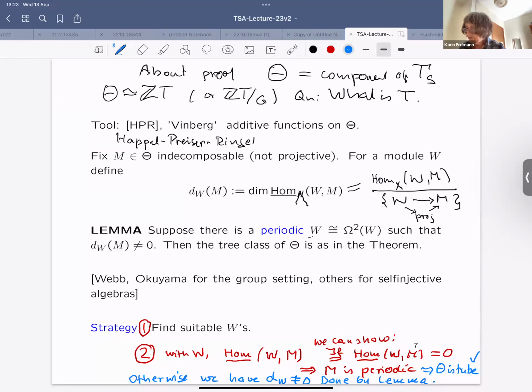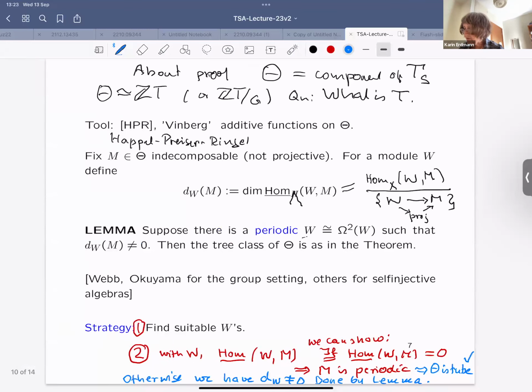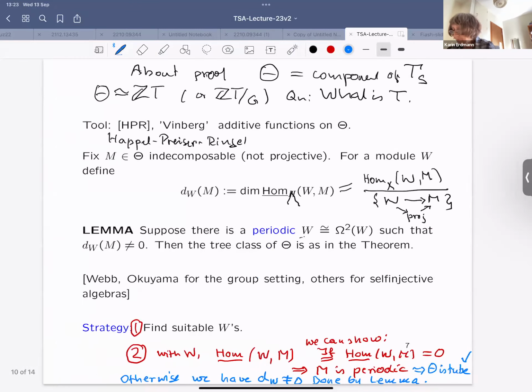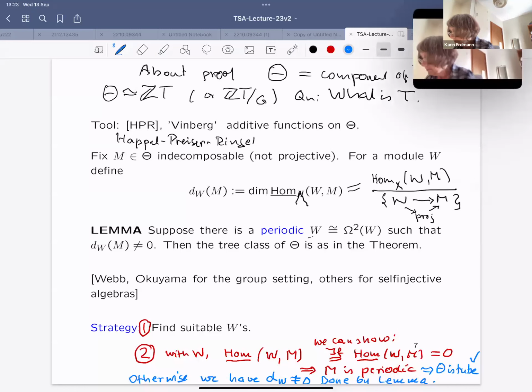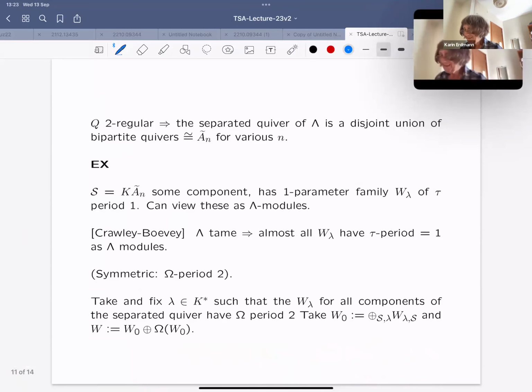Okay, so I think the construction of W is interesting, because this is the place where the 2-regular quiver is used. And so I should turn my page now. Right. Okay, right. So if the quiver is 2-regular, then we have a separated quiver, and it's always a disjoint union of bipartite quivers, isomorphic to A tilde for some n. And I think I have an example here which I'd like to draw.